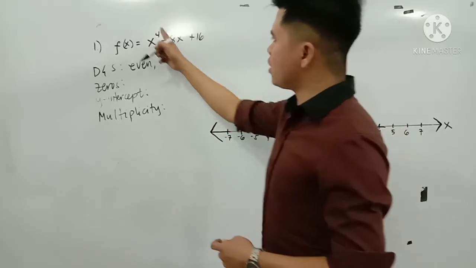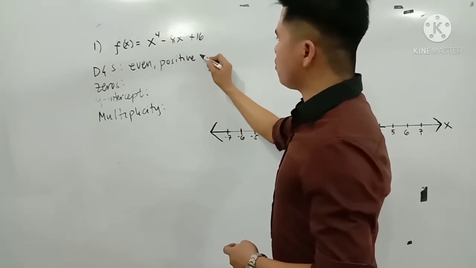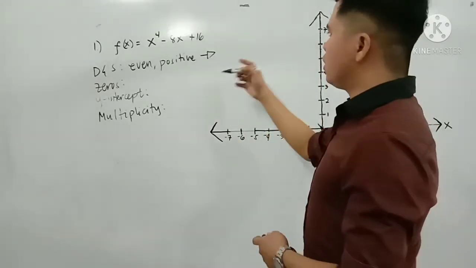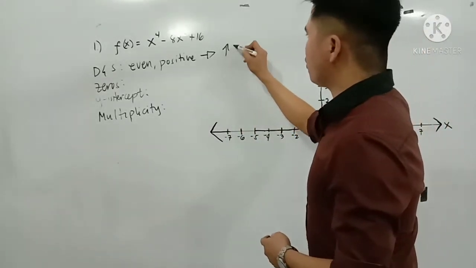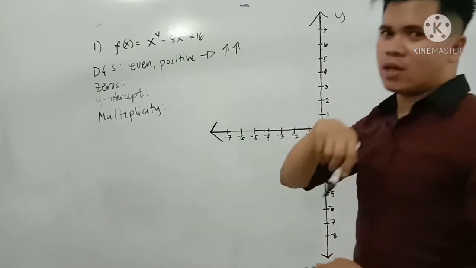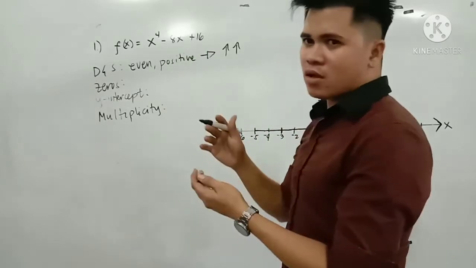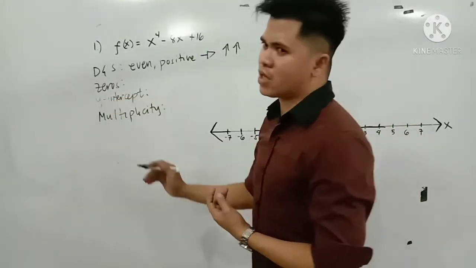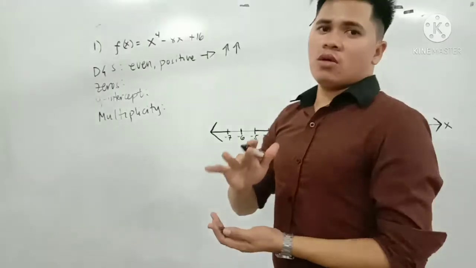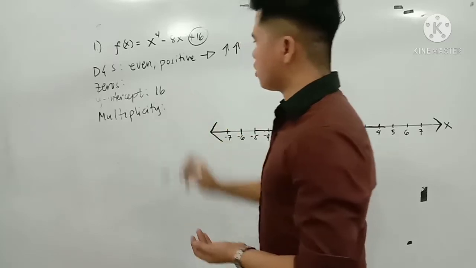Then the sign of the leading coefficient is positive. So, even positive, therefore we can say the end behavior of the graph are both rising. Then the zeros, we cannot automatically find that one, so jump to the next important, which is the y-intercept. The y-intercept is the constant of the function, which is positive 16. So we have here positive 16.